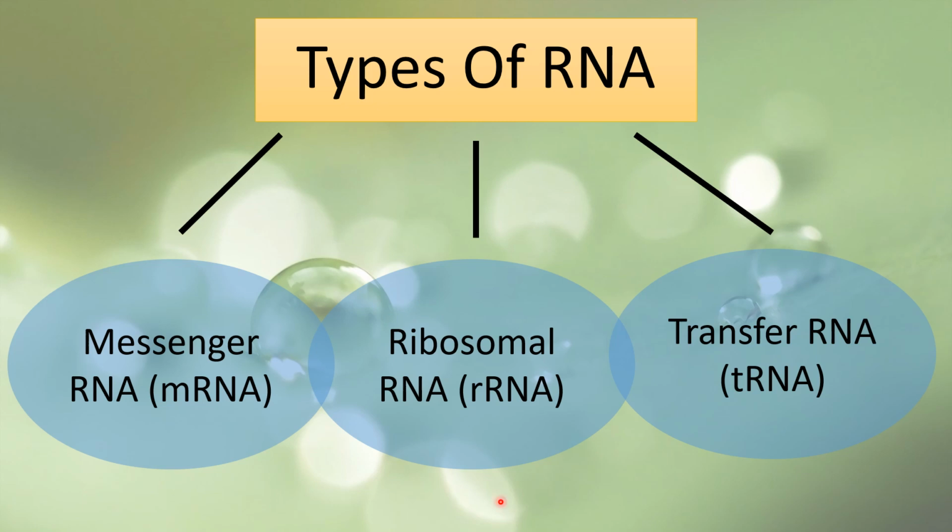So what are the types of RNA? There are three main types of RNA: messenger RNA, ribosomal RNA, and transfer RNA. Previously, we established that RNA is important for protein synthesis. These types of RNA work together to synthesize proteins. Now you'll learn more about this in the chapter on gene expression and regulation.